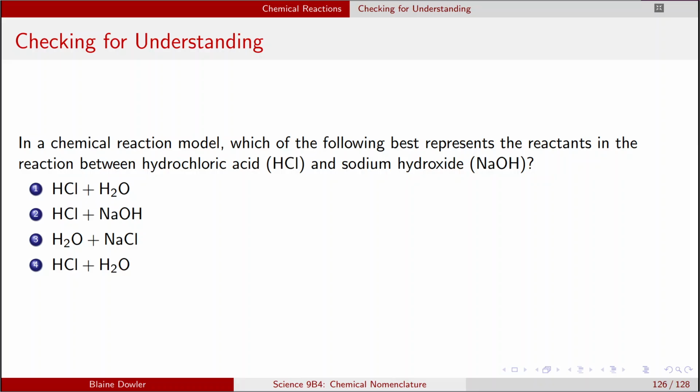In a chemical reaction model, which of the following best represents the reactants in the reaction between hydrochloric acid and sodium hydroxide? So we have to remember which side of the equation the reactants are on. Are we looking at HCl plus H2O, HCl plus NaOH, H2O plus NaCl, or HCl plus H2O? Pause now if you need more time.